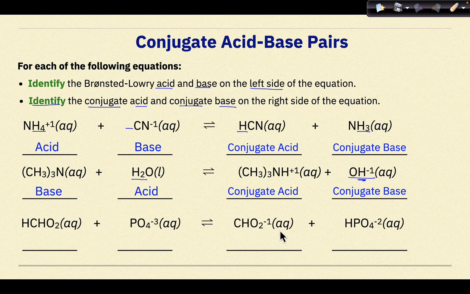Let's look at our last example. Here we don't have anything as straightforward as having a hydroxide ion or a hydronium ion. So I would start with the PO4 minus 3 because it does not have any hydrogens at all. That means that has to be my base. And if PO4 minus 3 is my base, that means that HCHO2 must be my acid. Now I can figure out the conjugate acid-base pairs. So CHO2 minus 1 is my conjugate base because the acid and the base differ by 1 hydrogen. If CHO2 minus 1 is my conjugate base, that means that HPO4 minus 2 has to be my conjugate acid. Again, the base over here has no hydrogens, and over here, the conjugate acid has 1 hydrogen.